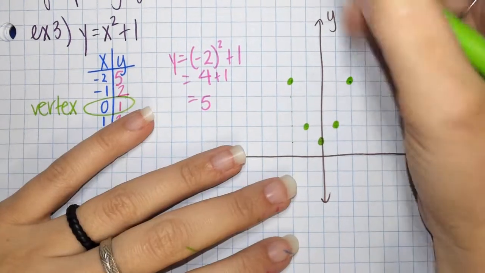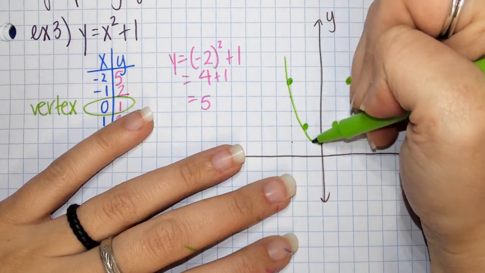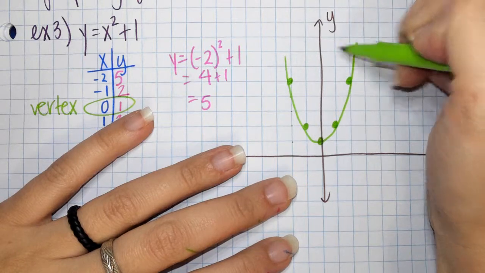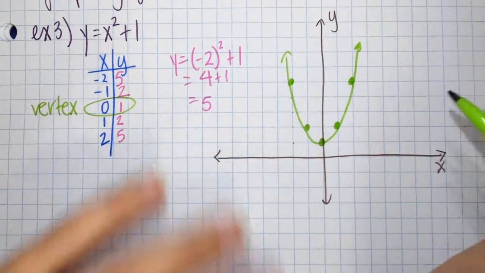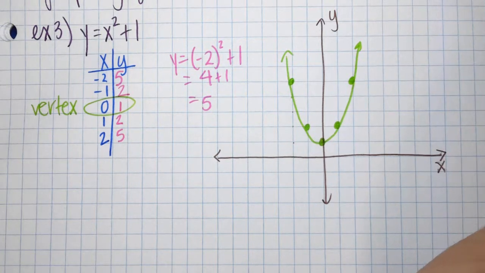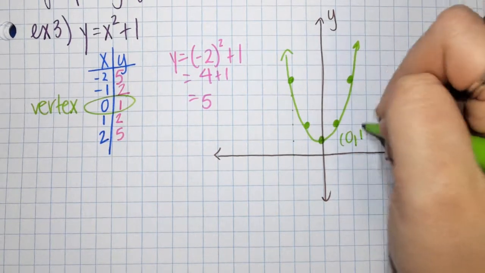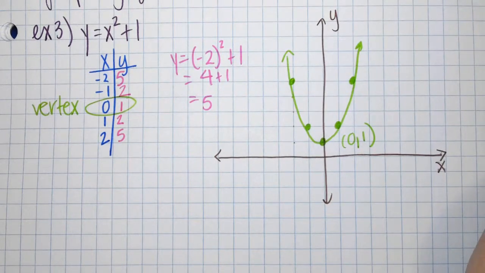Good. Now, do we connect it with a V or with a U? A U. Not a V. The origin is 0, 1. Vertex. Alright, and then 0, 1 is the vertex. What is our y-intercept? 0, 1.